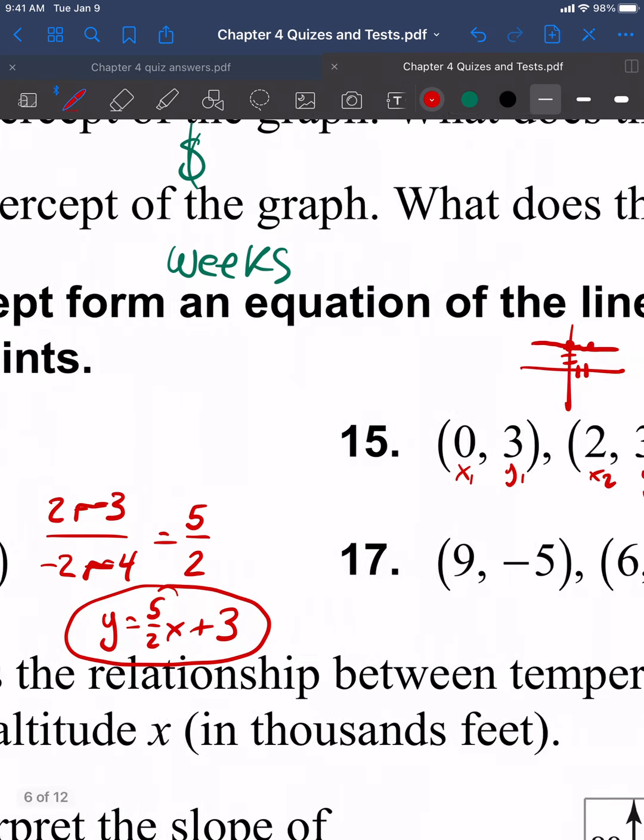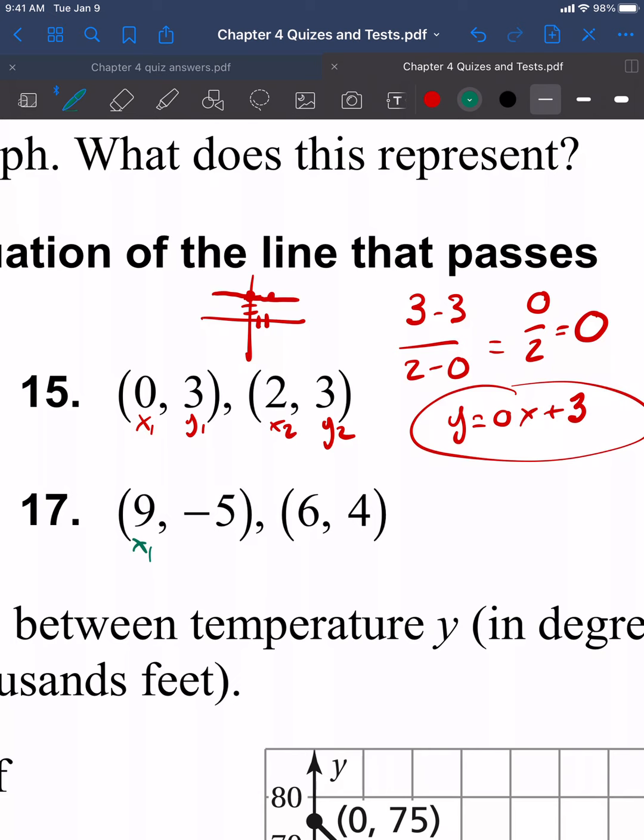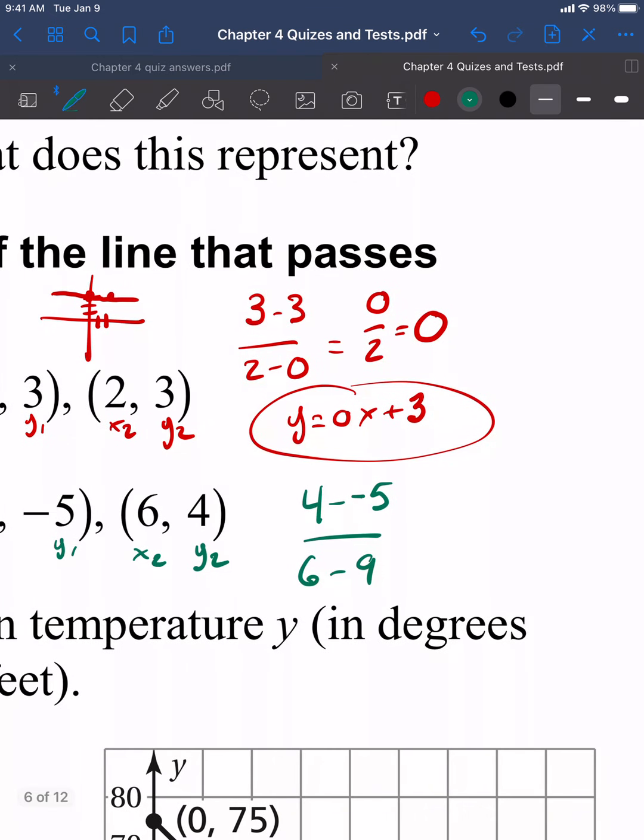Good job, you guys. Walk me through this one again. What's the first thing I do? Good. Now what? Much better. There we go. 4 minus negative 5. Very good. 6 minus 9. Awesome. 4 minus negative 5 is going to be a plus. What's 4 plus 5? 9. What is 6 minus 9? Negative 3.